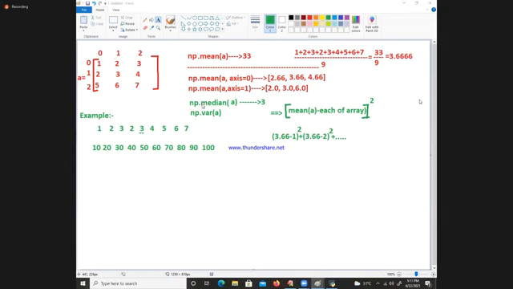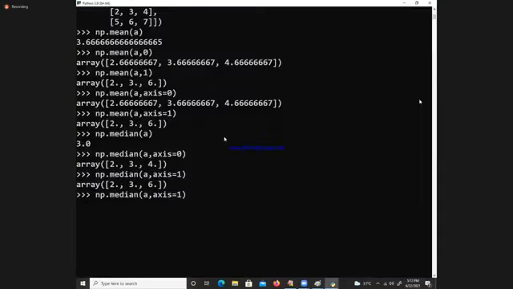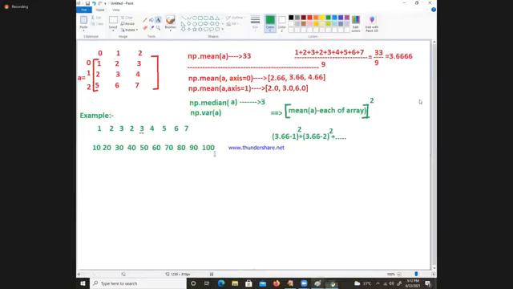Now I will go for np.var, variance. See that you are getting 3.5555. If possible, we will do it like this, comma, axis is equal to 0. At least we will apply it here and see whether this formula works.